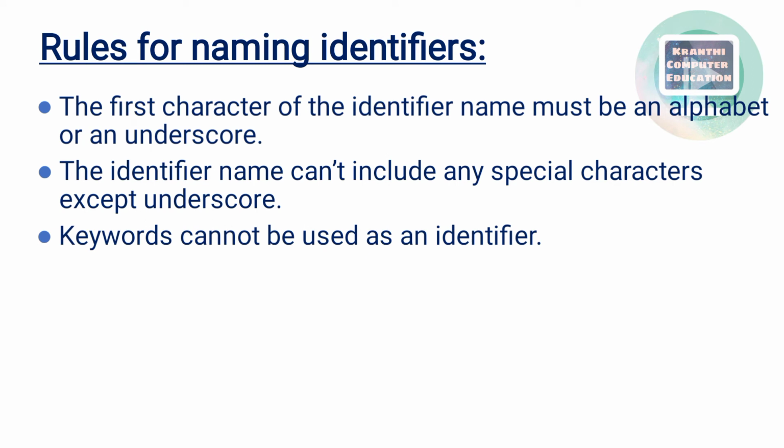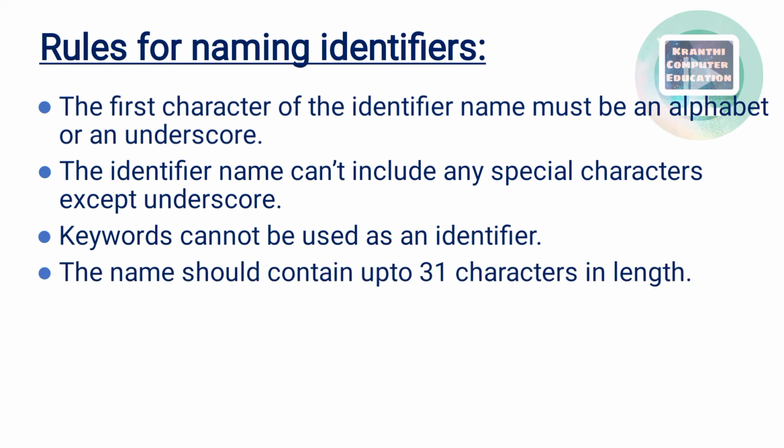Keywords cannot be used as an identifier. Keywords are the reserved words or predefined words, and the keywords have a fixed meaning. So, we don't have to change that meaning. We don't have to redefine the meaning of a keyword. That's why keywords cannot be used as an identifier. So, whenever you are naming your program elements, you don't have to provide any name that is a keyword of C language. That is the important rule. We have to keep these rules in mind when we are writing our program.